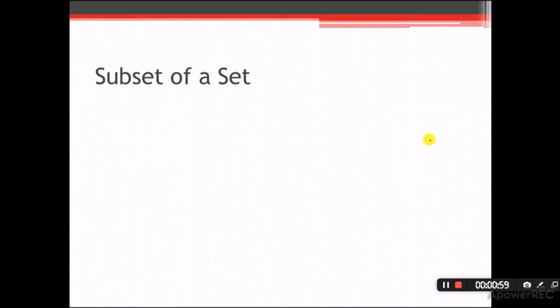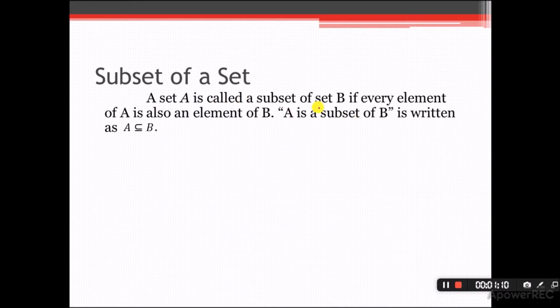Let's have the next one, which is the subset of a set. A set A is called a subset of B if every element of A is also an element of B. "A is a subset of B" is written as this statement: A ⊆ B.